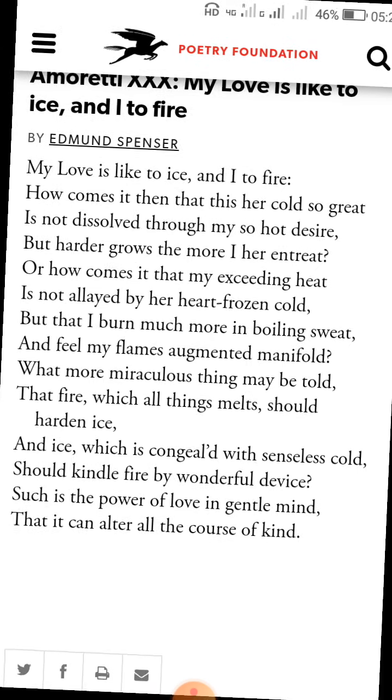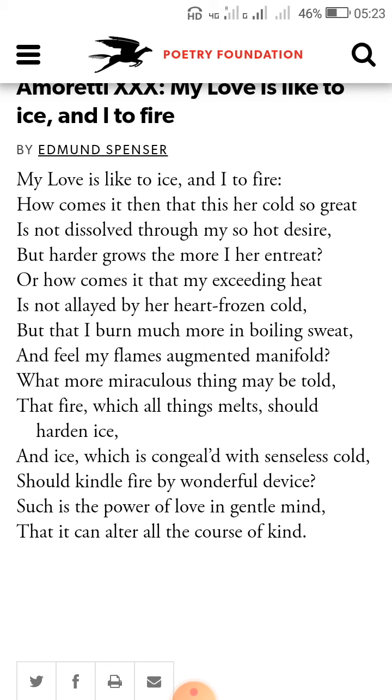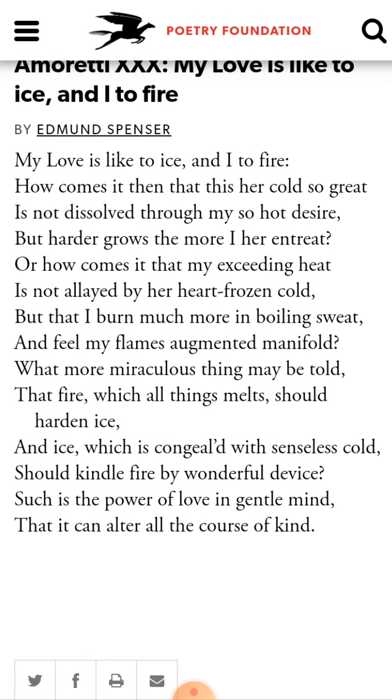But here something different is happening. And ice which is congealed with senseless cold. Congealed means frozen. So kindle means enlighten, lighten we can say. So a kindle fire by wonderful device. So there are three questions in three quatrains so far.